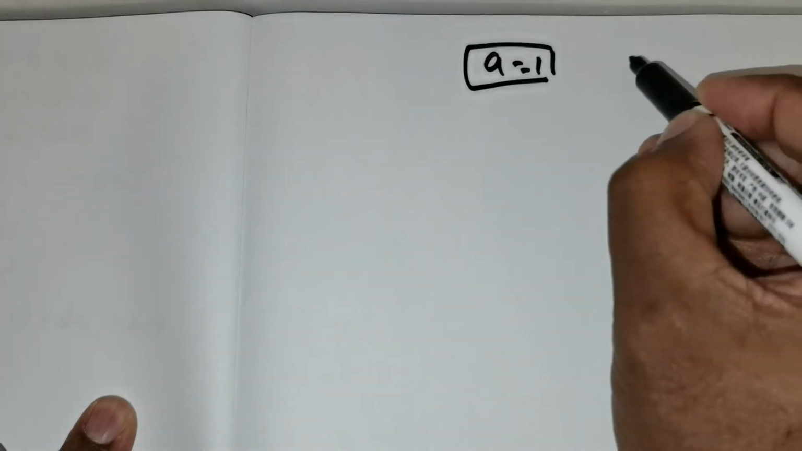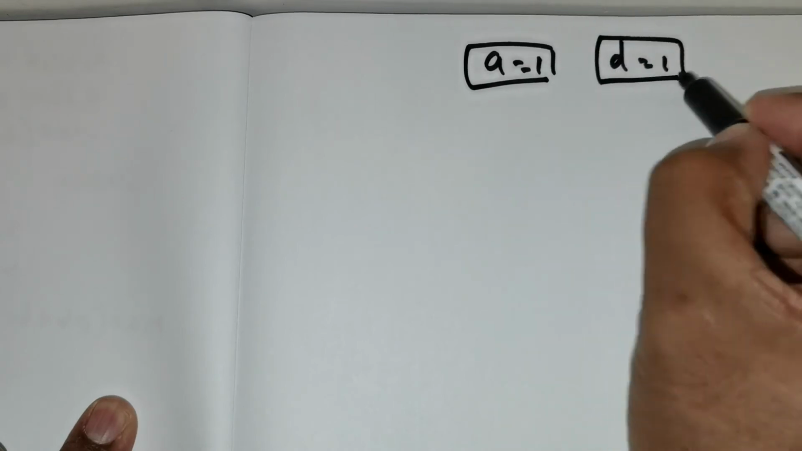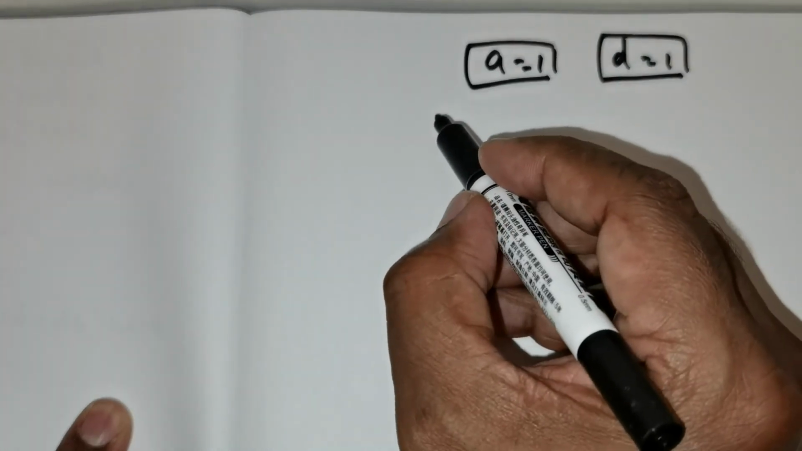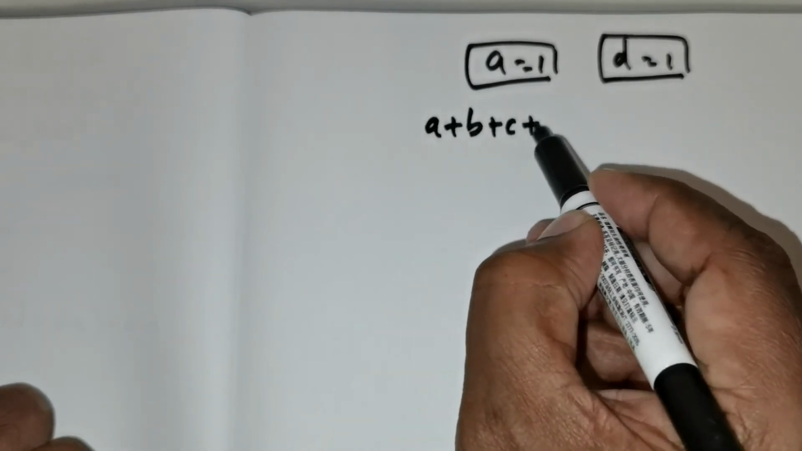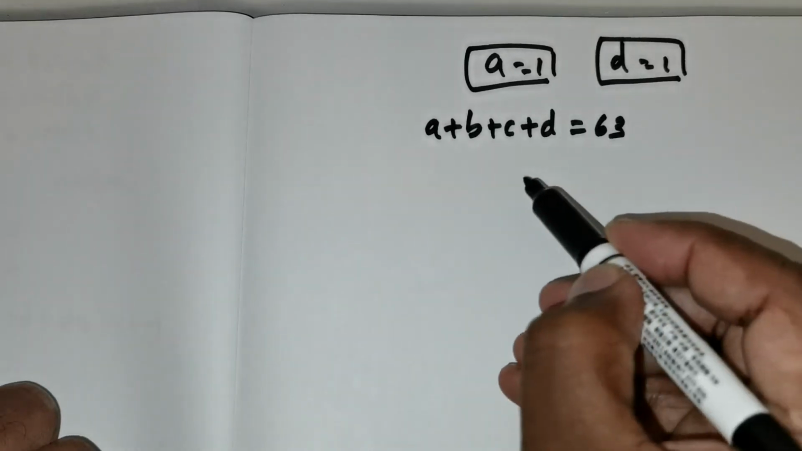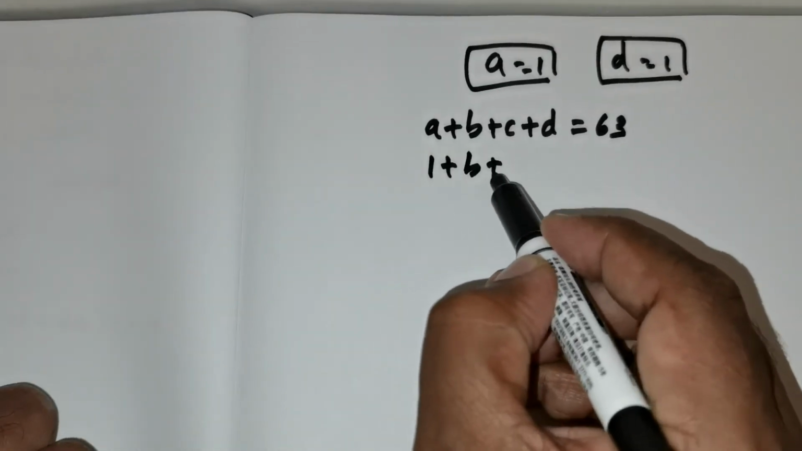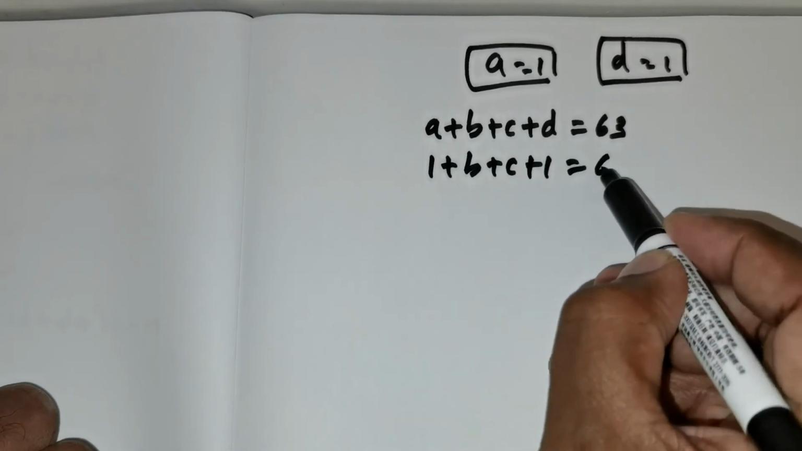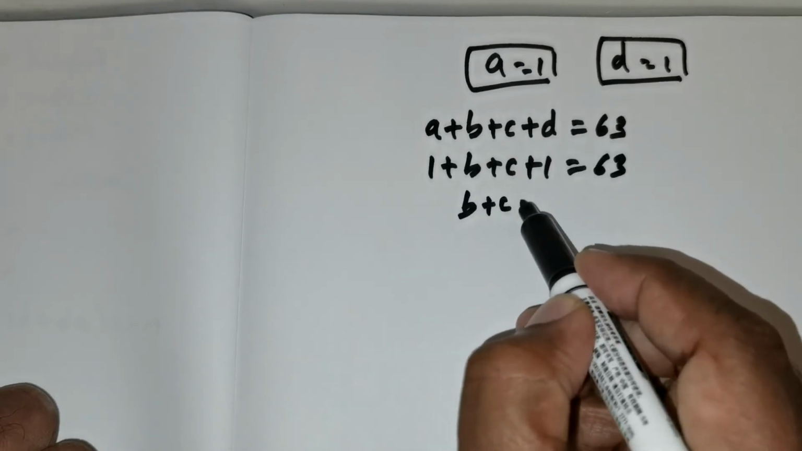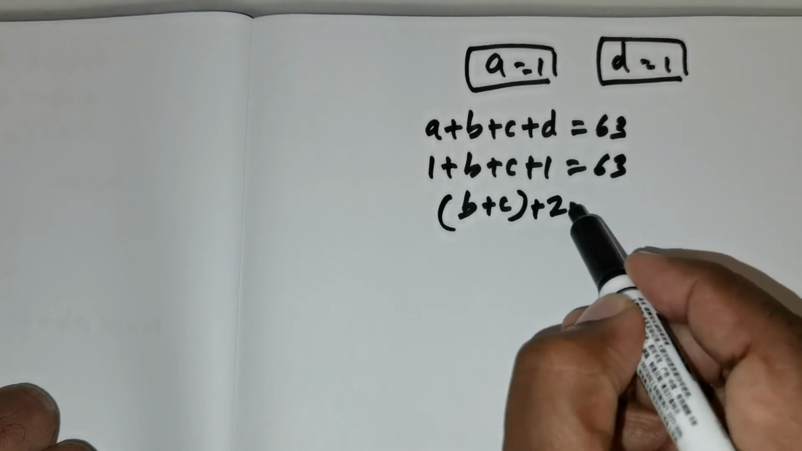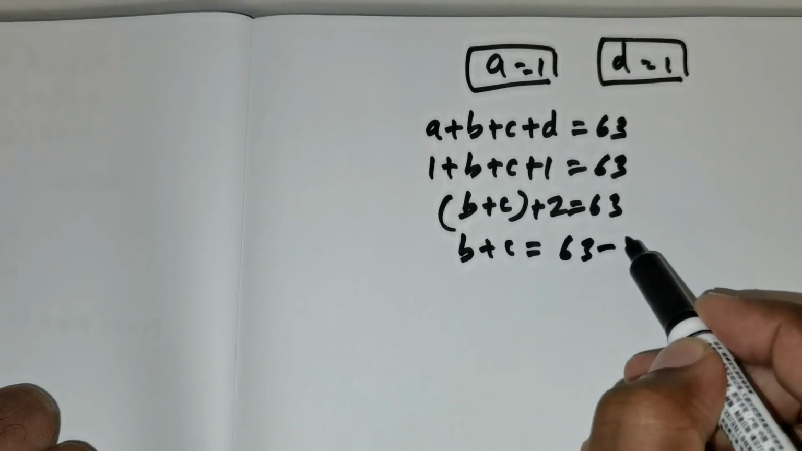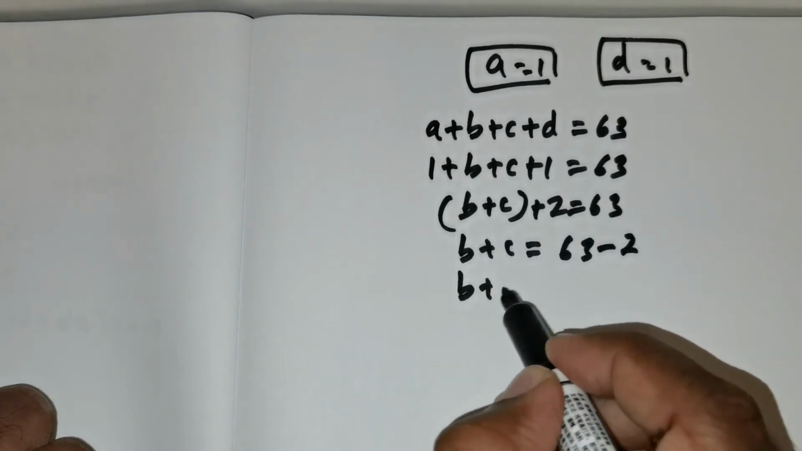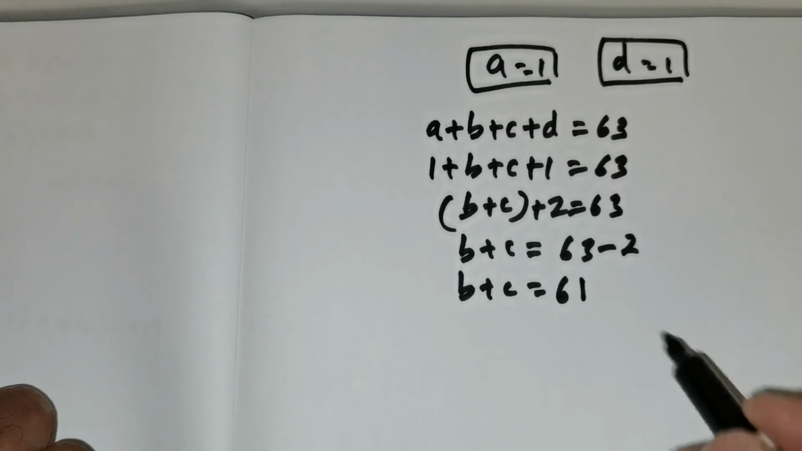Now, after knowing the value of A to be 1 and D to be 1, let us go back to the original question. We have been given that A + B + C + D is equal to 63, which means that 1 + B + C + 1 is equal to 63, which means B + C + 2 is equal to 63, which means B + C is equal to 63 - 2. That would mean B + C is equal to 61.